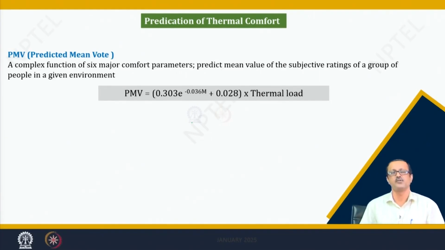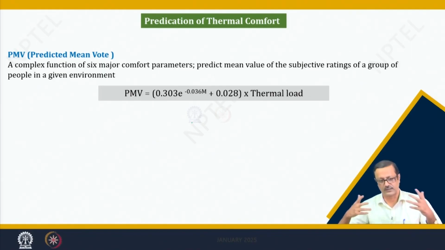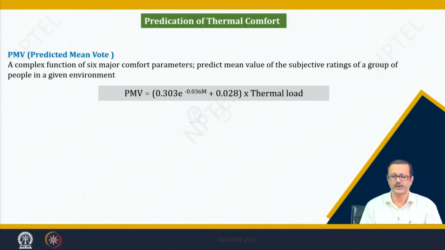PMV, the predicted mean vote. This particular Fanger is one of the scientists in this area and a stalwart in his research, very fundamental and very early research. He devised PMV, Fanger's thermal equations, the predicted mean vote. He selected a lot of people, did a lot of experiments on them, and created a kind of equation which gives PMV as an exponential kind of equation of these particular values, where M stands for the metabolic rate and 2 constants and the exponential multiplied by the thermal load.